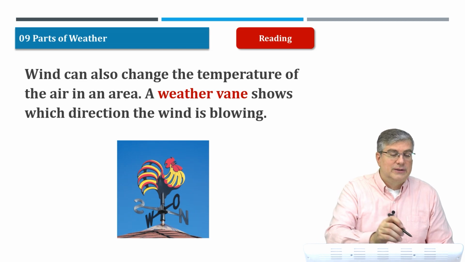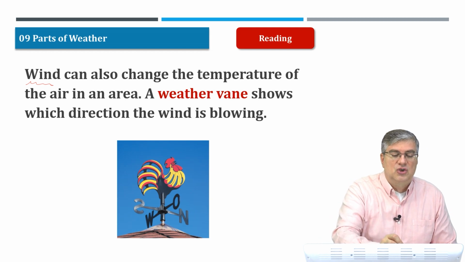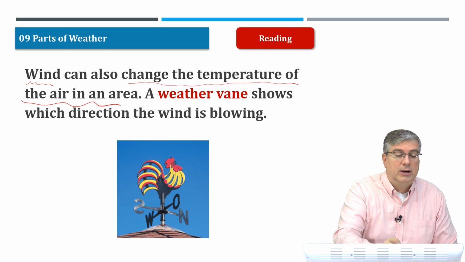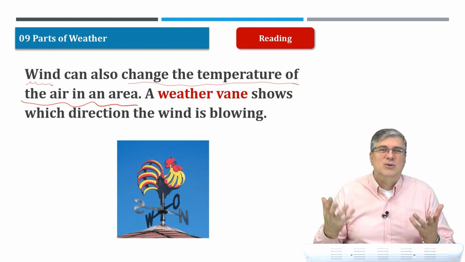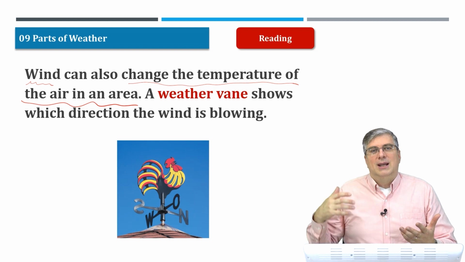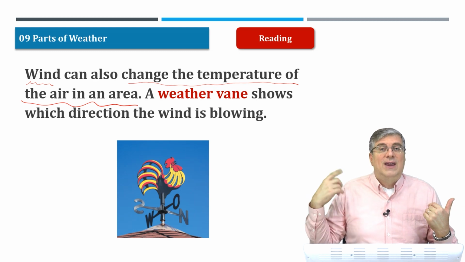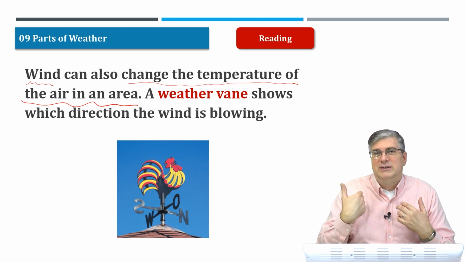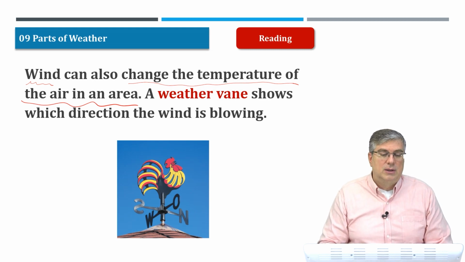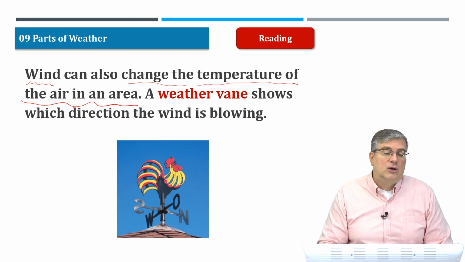So yeah, okay, just to make a point about this last part: wind can also change the temperature of the air in an area. That's very true, isn't it? If it's hot during the summertime, you're sweating, it's really humid, wouldn't it be great if you had a nice wind blowing through? It cools everything down. That's why we use fans, right? Fans blow the air. It creates wind for us to carry that moisture away from our bodies and cool us down a little bit. So it doesn't always work, but hopefully it works. Okay, good. And then a weather vane shows which direction the wind is blowing. Okay, so that's our reading passage.